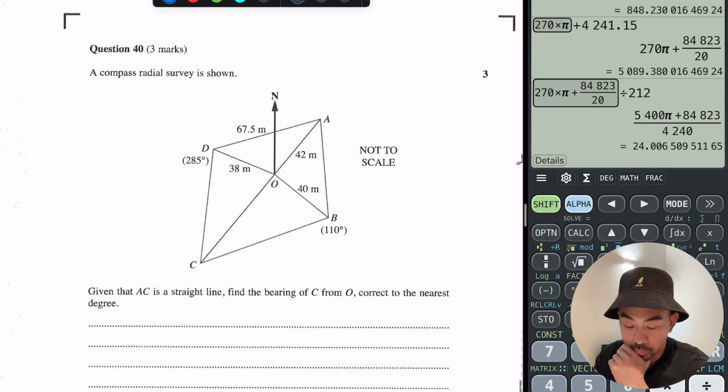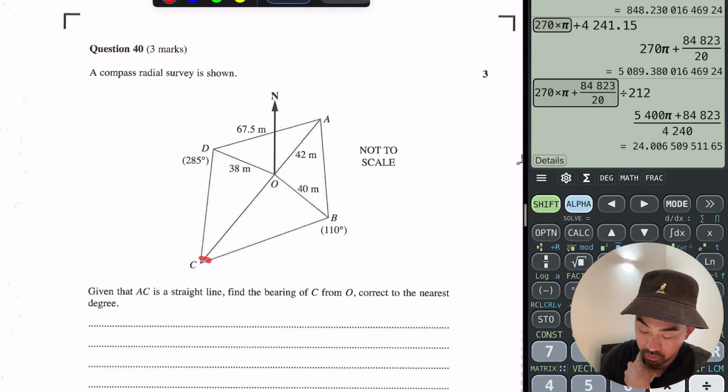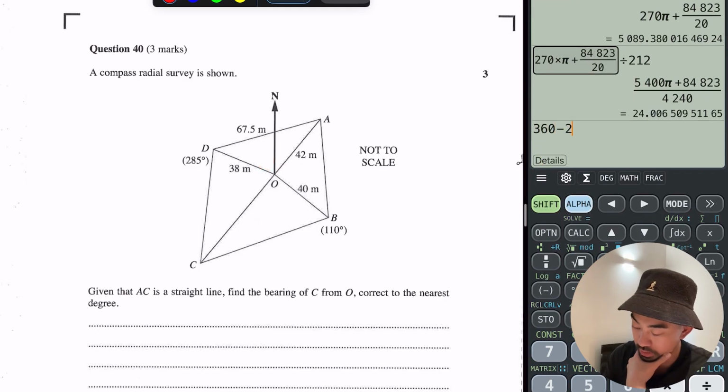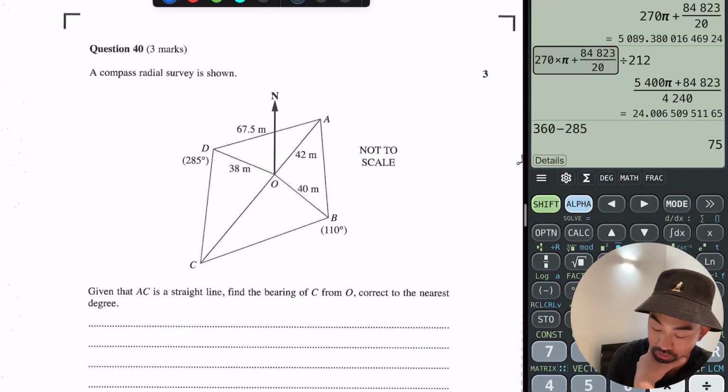A compass radial survey is shown. Given AC is a straight line, find the bearing of C from O. So we want that angle here. I know that's 285 and that's 360. So what's that in there? 360 minus 285, that's 75.